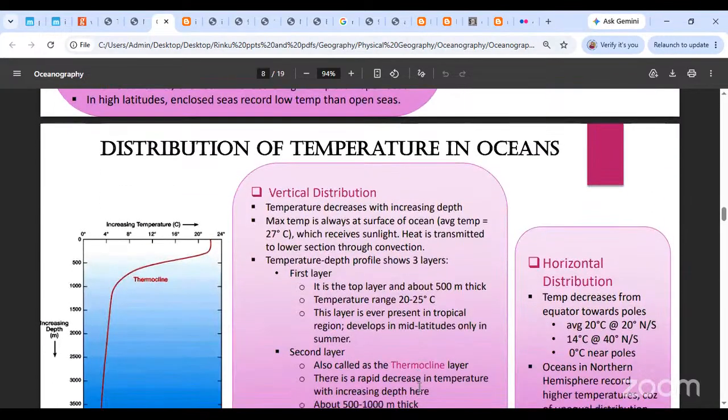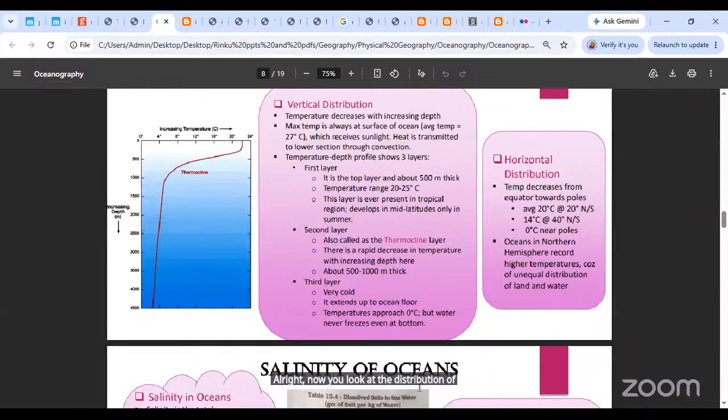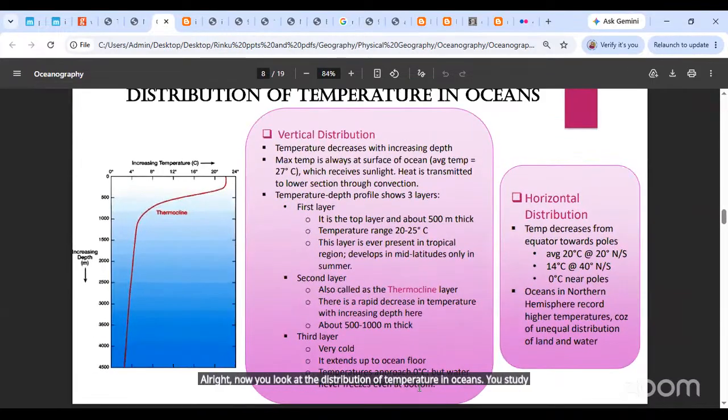All right. Now you look at the distribution of temperature in oceans. You've studied the general rules for how temperature gets distributed. And don't talk to your friends, okay? And this is the distribution. Now you look at the horizontal distribution and the vertical distribution of temperature, okay? Let's look at the vertical distribution.